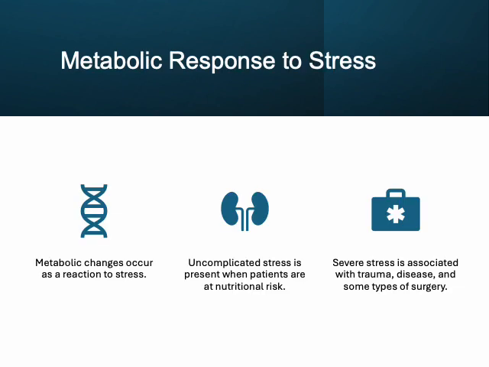It's important for nurses, especially in our context, to understand the metabolic changes that occur during these times of stress as a reaction. An uncomplicated stress is when patients are at a nutritional risk. Severe stress is brought about when there is trauma, disease, and some types of surgeries can also put someone in a metabolic response situation.